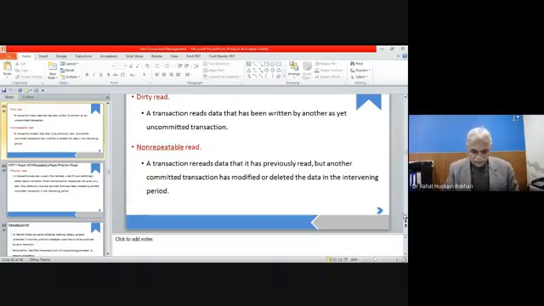So when we say that a transaction reads the data when another transaction is still not committed, that is the dirty read. Further, we have non-repeatable read.